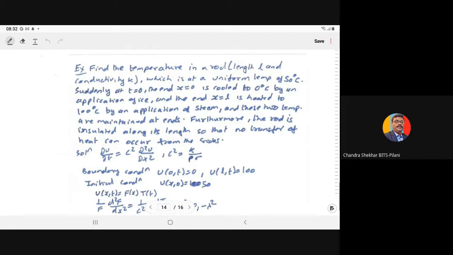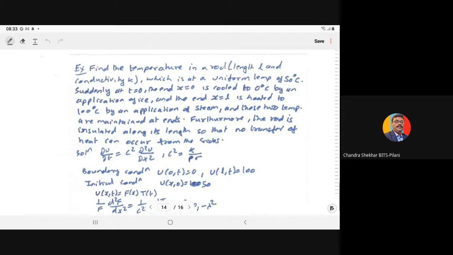It means one end will always be at 0 degree centigrade, and the other end will always be at 100 degree centigrade. So as time elapses, the whole rod will become of uniform temperature from 0 to 100. Initially it is at 50 degree centigrade. Furthermore, the rod is insulated along its length so that no transfer of heat can occur from the sides.